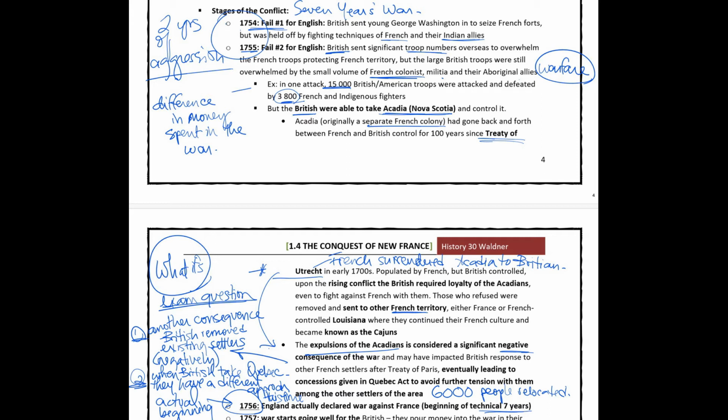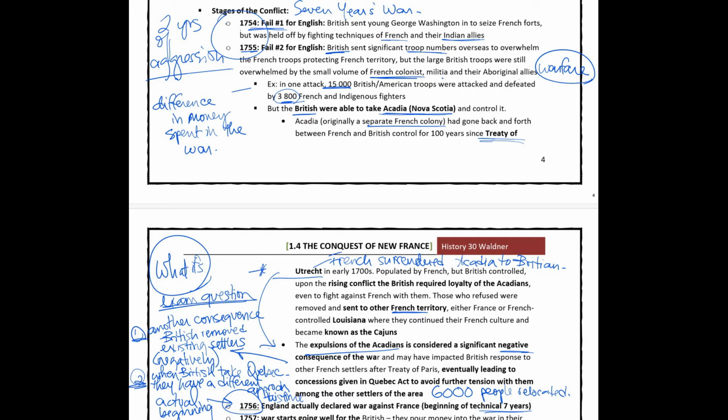So it didn't go very well for the British to begin with. So fail number one is they sent that young George Washington, who eventually became president of the United States. He was sent in to take French forts in that territory where both British and French were settled. But the French and their French allies in particular were great militiamen. They were able to hold them back. So it was a humiliating defeat for the British.